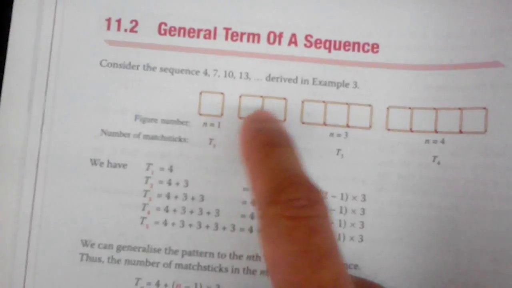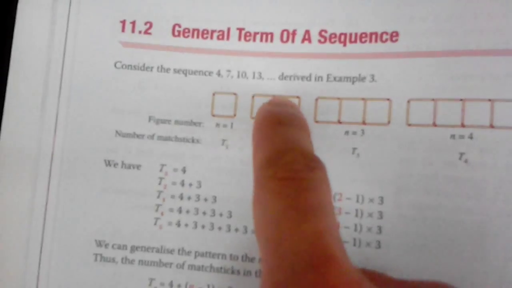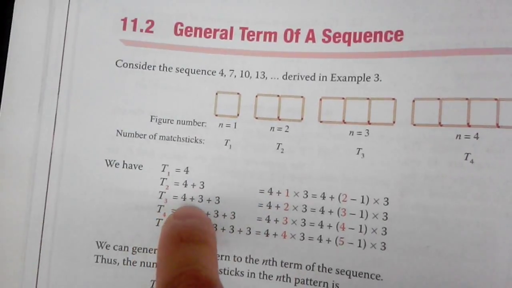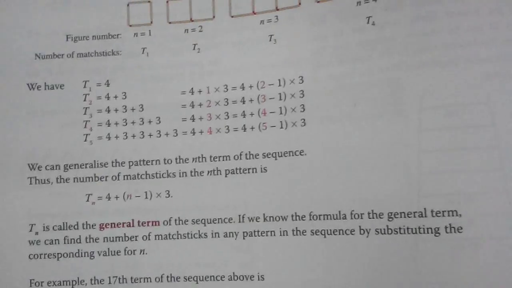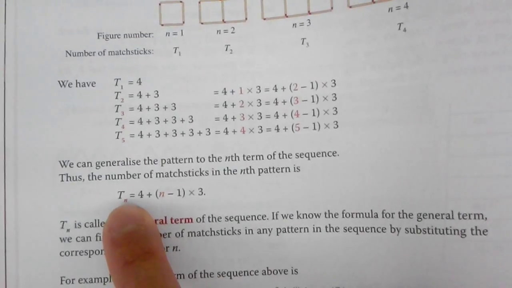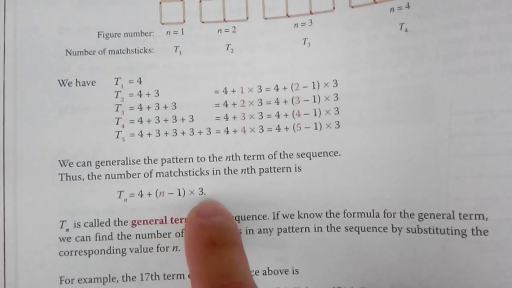Now we have to find what the common pattern is. Now we notice that each time we want to make a new square, we're adding 3 matchsticks. So t2 equals 4 plus 3, t3 equals 4 plus 3 plus 3, etc., etc. Now, how do we come up with the general formula? It's Tn equals 4 plus n minus 1 times 3.